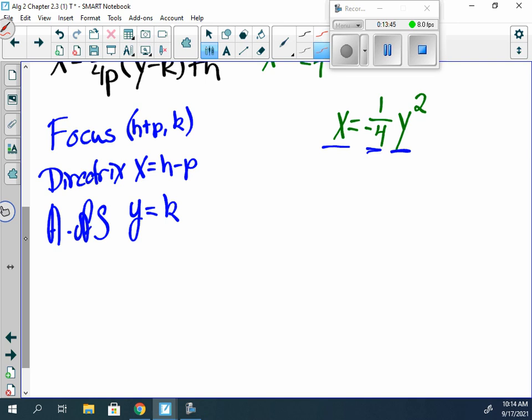Do I know what h and k are? What's the value of h? What's the value of k? 0. Okay, so I could plug those in and get that, yes? So the axis of symmetry is going to be y equals 0, yes? The directrix is going to be x is equal to 0 minus p. What's the value of p? Do we know that yet? Well, we haven't found it yet, but that is what we're going to find next.